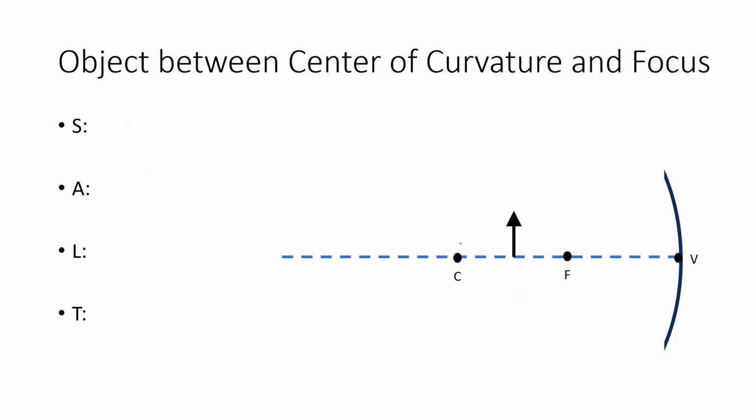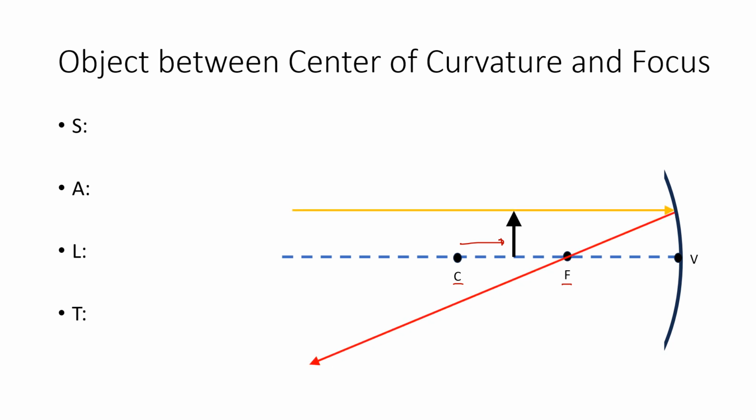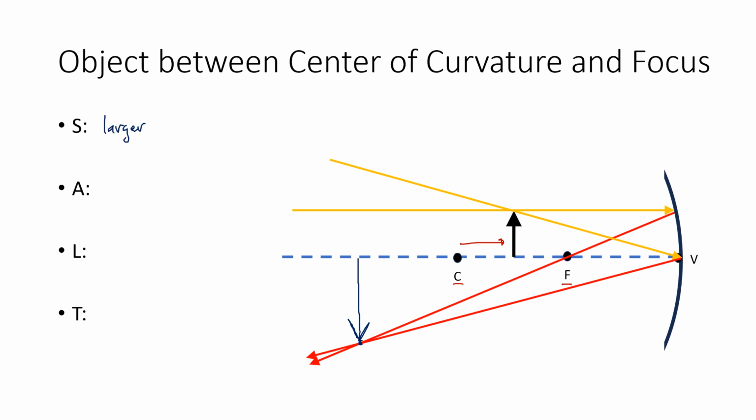Alrighty, so we've moved the object now in between the center of curvature and the focal point. And let's see what happens to the rays now. Shoot one parallel to the principal axis, back through the focal point, shoot one at the vertex, angle of incidence, angle of reflection. Oh, look at this, we're way out here now. Okay, so we got ourselves a big arrow back here. So size, this time it's larger than the original. Attitude, still inverted. Location, now it's farther than the object. And type, it is still a real image.